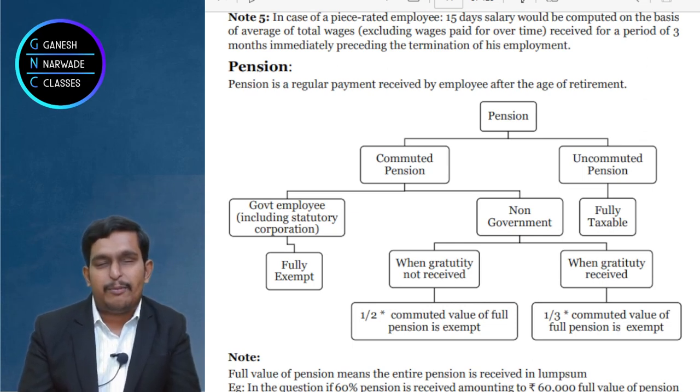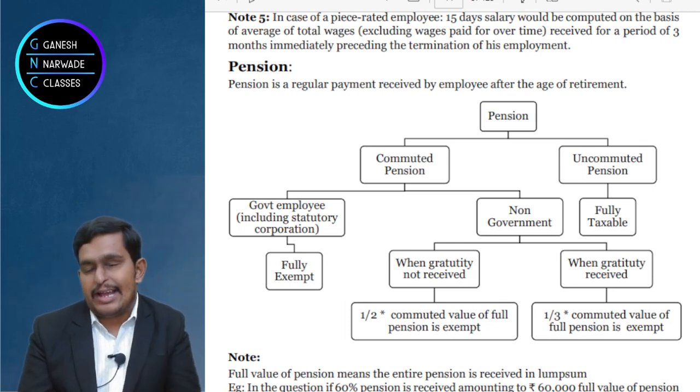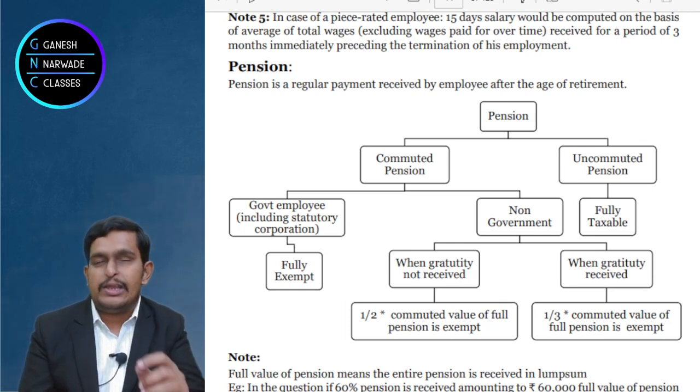Suppose they gave in the question that the employee got some commuted pension of 1 lakh rupees, and in that 1 lakh rupees he is not receiving any gratuity. So we'll simply say, 1 lakh, not receiving gratuity, 1 by 2 of 1 lakh is exempt. So 50,000 exempt, 1 lakh minus 50,000, 50,000 will be taxable. This is how many people do.